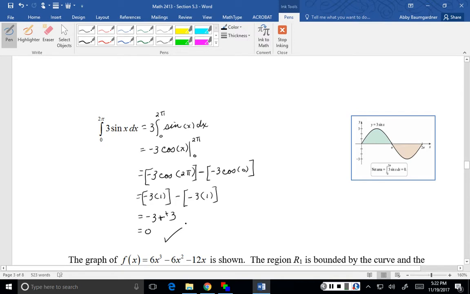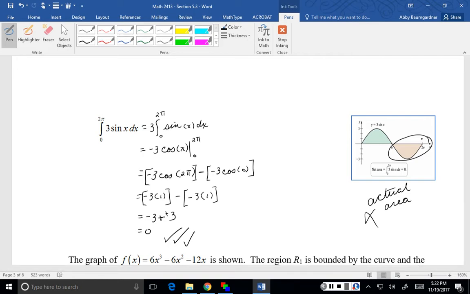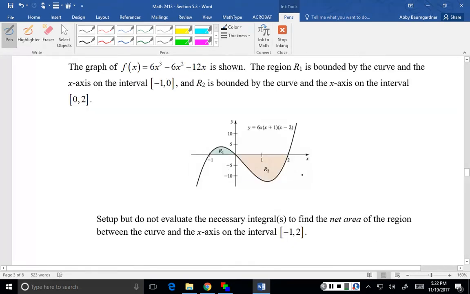Is this our definite integral? Yes. Is it the right answer? Yes. Is it the net area? Yes. Is it the actual area? No. Actual area would have to take into consideration that some of it was below the x-axis, and we would wrap absolute values around that portion so that it returned a positive answer. So this is the definite integral, which is perfect. This is the net area, that's perfect, but it is not the actual area.